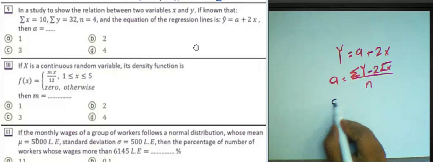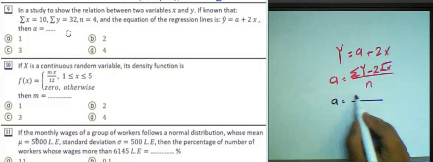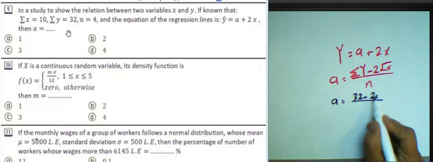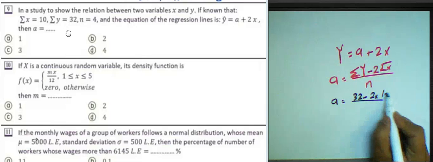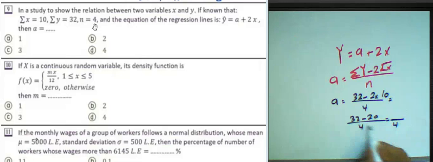Okay, we can find a equal summation of y, which in this example is given as 32, subtract 2 multiplied by summation x equal 10, over the number n, which was 4. The result will be 32 subtract 20 over 4, which is 12 over 4, equal 3. Choose letter C for this example.